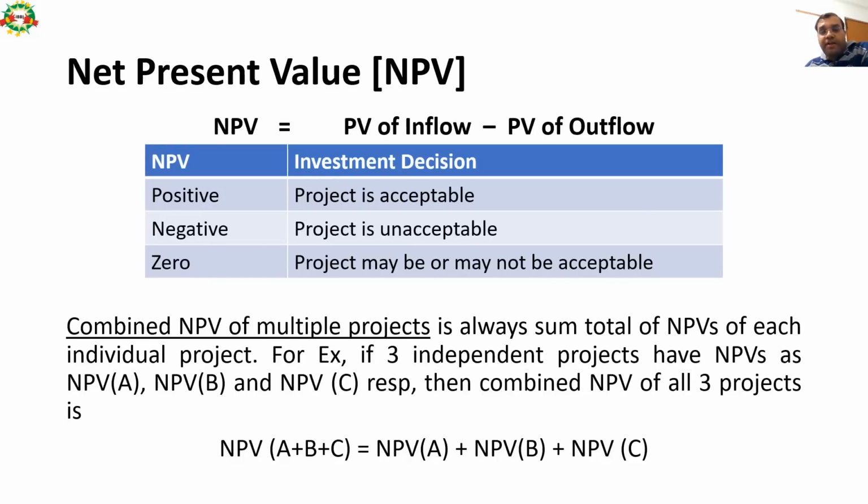So what is the combined NPV of multiple projects? If I have three properties, property A, B, C, and these three properties have NPVs of say X, Y, and Z, and I want to analyze the combined NPV of these three properties, I simply have to add up the individual NPVs of these three projects. So the NPV of A plus B plus C is equal to NPV A plus NPV B plus NPV C. This is a 1 mark question which may come in the exam.